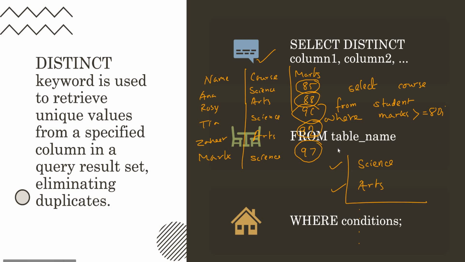For this kind of situation, before writing the column name, we put the distinct keyword, as it will eliminate all the duplicate values. That is, science 3 times, it will not get printed. It will print science only once. It will print arts only once instead of printing it twice. So it's just like that.